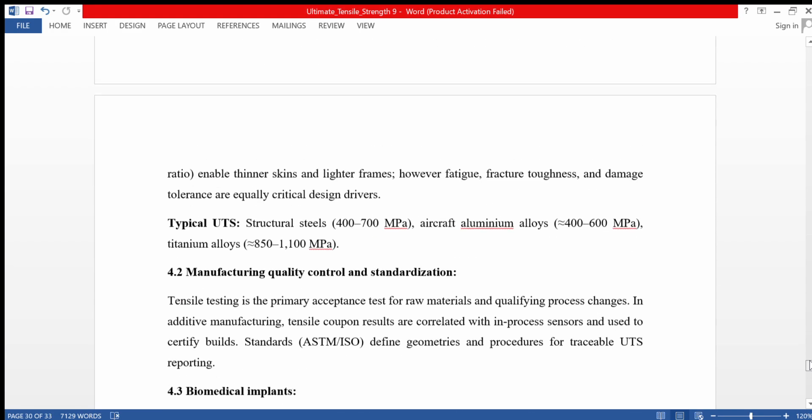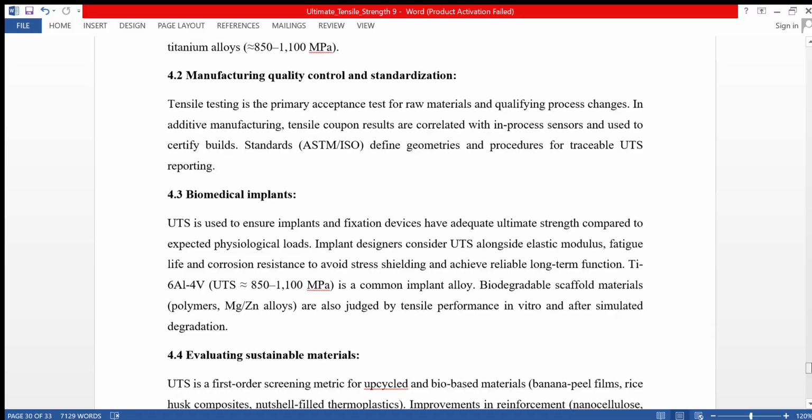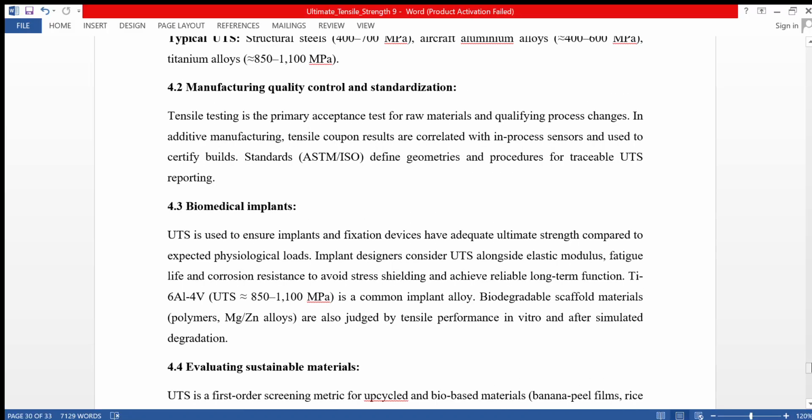Next point is manufacturing quality and standardization. Tensile testing is the primary acceptance test for raw material and for qualifying process changes. In additive manufacturing, tensile coupon results are correlated with in-process sensors used to certify builds. Standards define geometries and procedures for traceable UTS reporting.